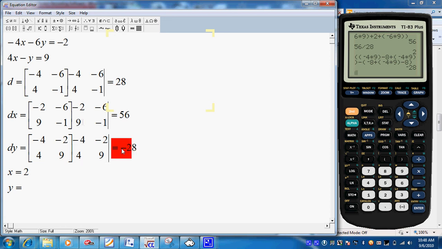Hopefully this is right. I think it is. Then we take negative 28. Yeah, we do. You take negative 28, since you go in that order. Take Dy and divide it by D, which is 28. So negative 28 divided by 28 is negative 1. So y equals negative 1.